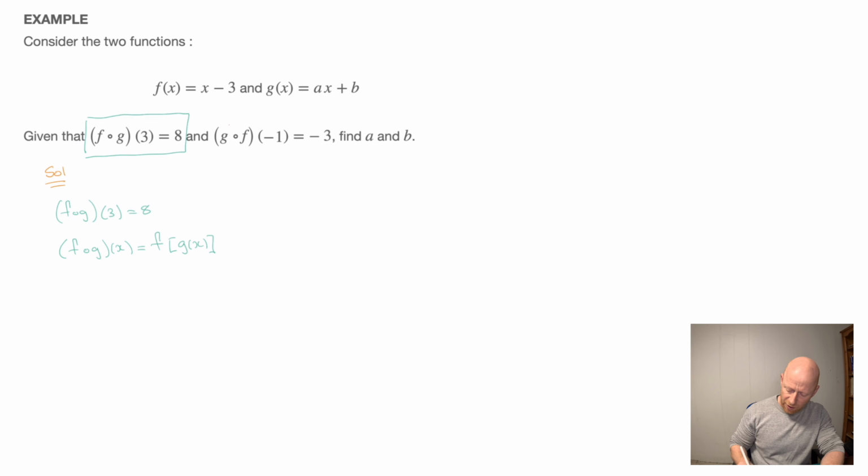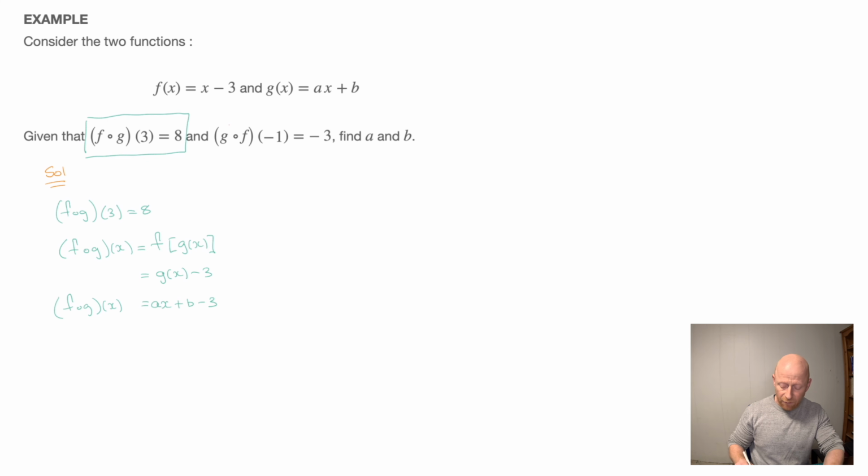Now to find an expression for f of g of x, all we have to do is copy the expression we have for f of x, but replace every x we see inside it, so this x here, by g of x. And so that would look like this. We'd have g of x minus 3. And since g of x equals ax plus b, that quickly turns into ax plus b minus 3. And so we now have our expression for f of g of x.